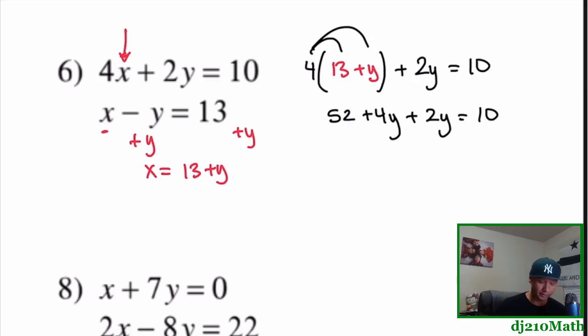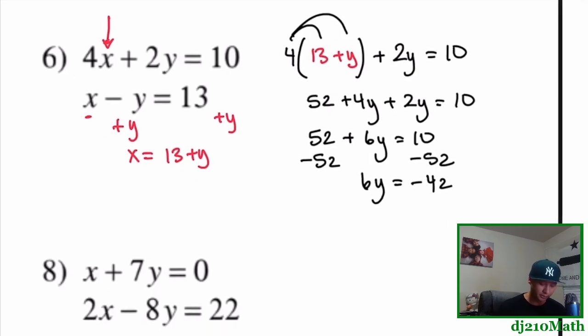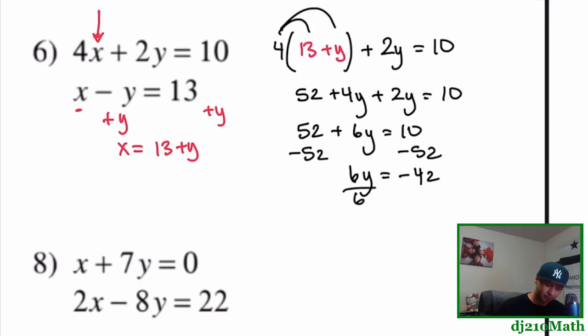Again, combining like terms. 52 plus 4y plus 2y, 6y, is equal to 10. Subtracting 52 from both sides, we're going to get 6y is equal to -42. That's nice because 42 is divisible by 6. Divide both sides by 6. Y is equal to -7.